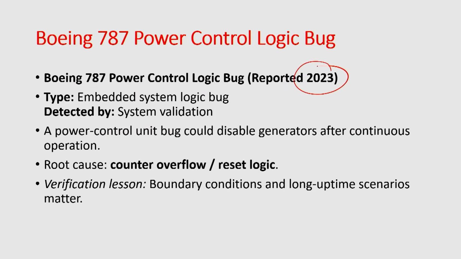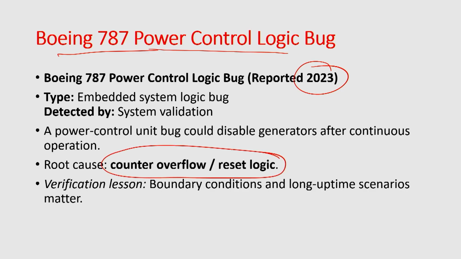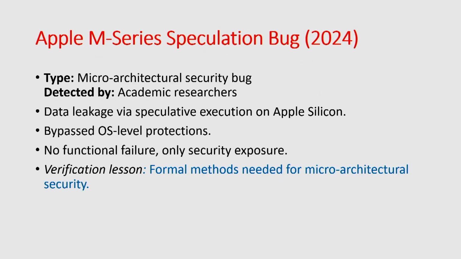Similarly, again in 2023 in the Boeing 787, there was a bug in the power control unit. Again, the bug is due to some counter overflow or reset logic, and because of that, in certain conditions, the power control unit would disable the generator from continuous operation, right? It's a very serious case. You think about aircraft, because of this bug, some crash might happen, right? So this is again a very common recent bug.